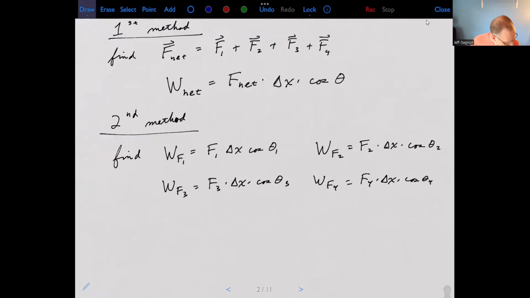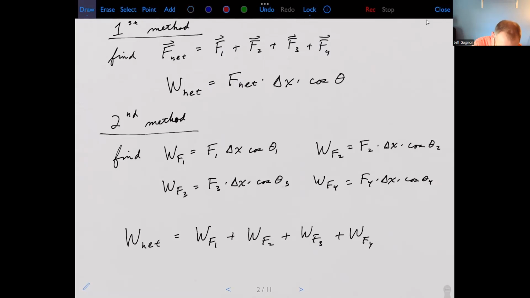And then finally, to find the net work done, you simply have to add each individual work. So the net work is going to be the work done by F1 plus the work done by F2 plus the work done by F3 plus the work done by F4. And that will give you the net work.